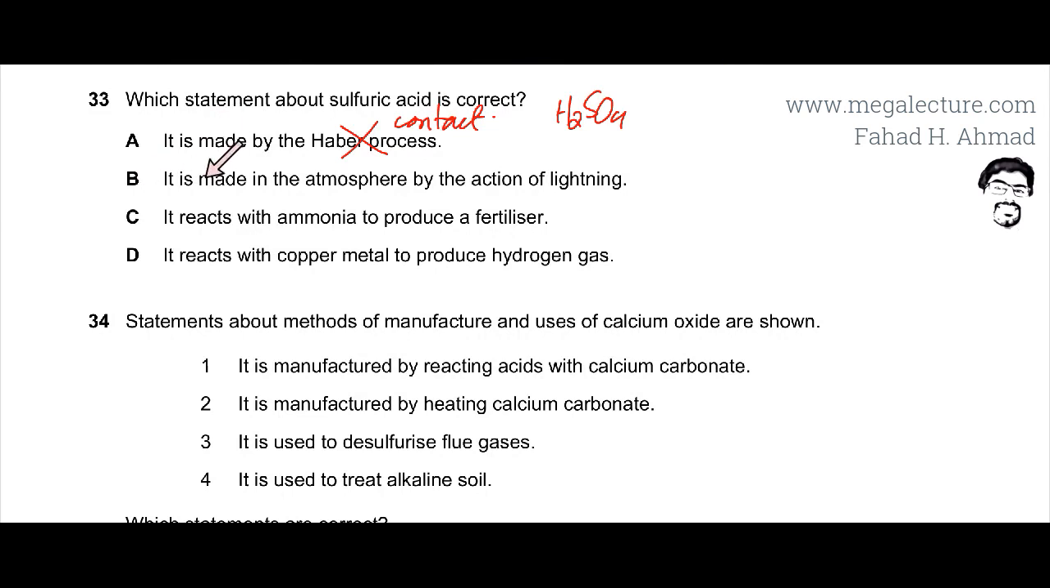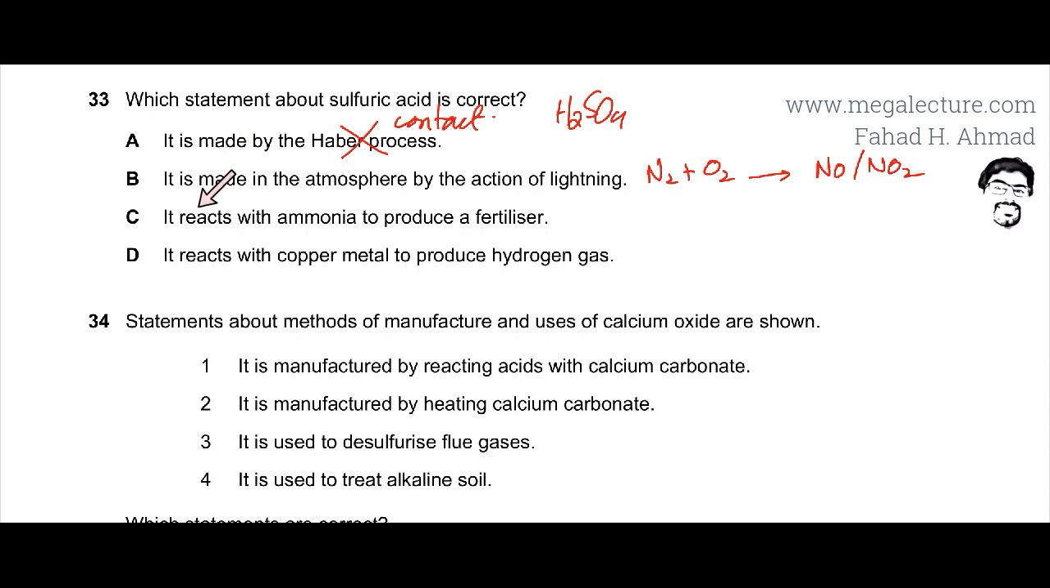Second one is it is made in the atmosphere by the action of lightning. Now, the action of lightning burns air, which contains these two elements, nitrogen and oxygen, and ends up producing nitrogen monoxide and NO2, not sulfuric acid. So that is also incorrect.